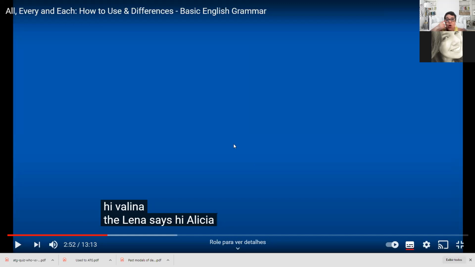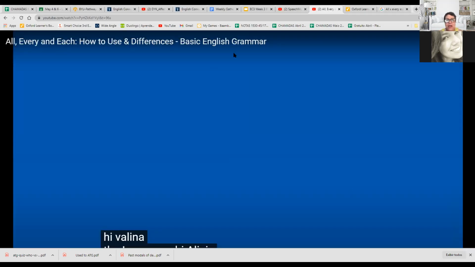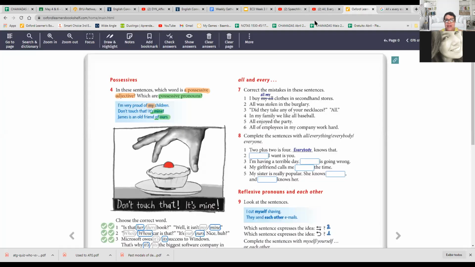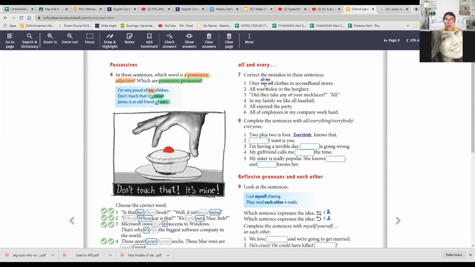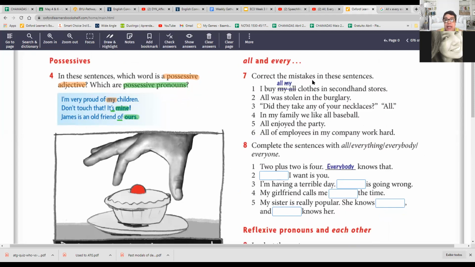Okay, so we don't need to watch all the video, just the beginning will do. That's when she talks about the differences between all, every, and each. So let's go back to our book and see the page there. Here we are. Can you see the book page, Larissa? Yeah. Okay, good. So like we saw before, we have some sentences that we use all and every to talk about big groups. Remember the video? So let's see here. The first exercise. Correct the mistakes in these sentences. Okay, so they all have mistakes.